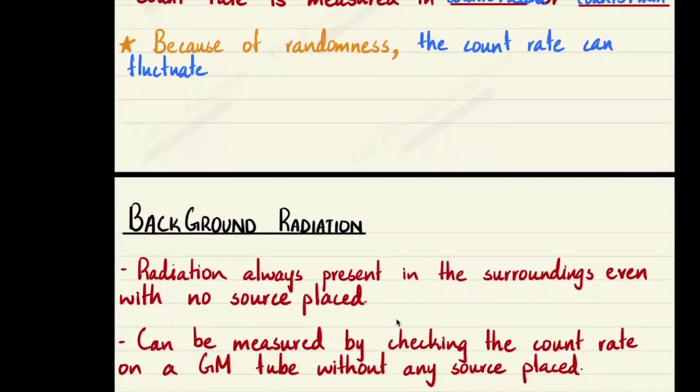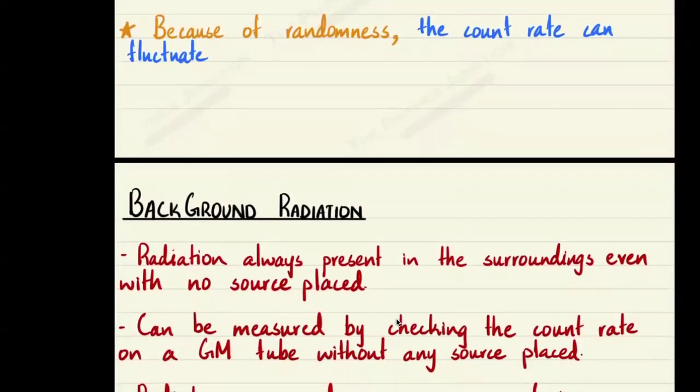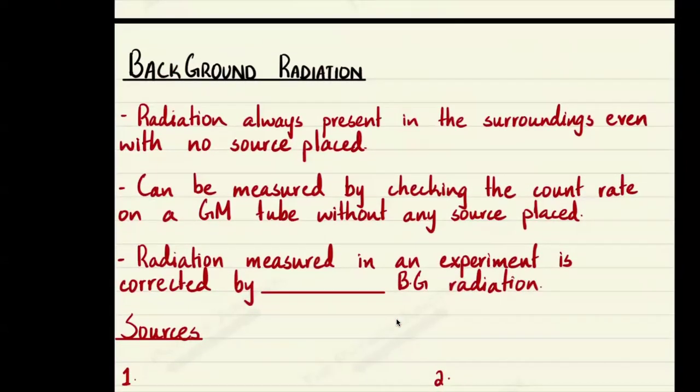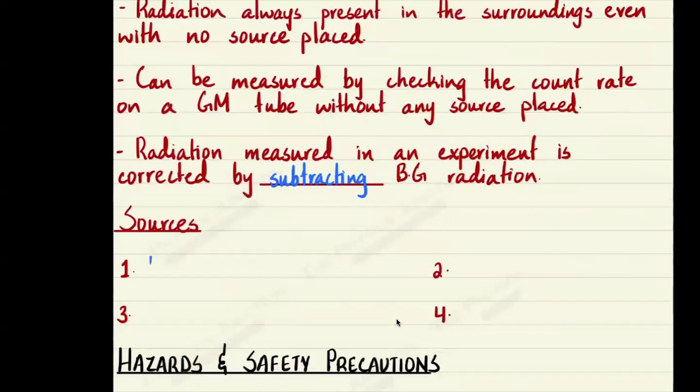Background radiation. This is radiation which is always present in the surroundings, even with no source placed. And this can be measured by checking the count rate on a GM tube without any source placed. The radiation which is then measured in an experiment is sometimes corrected by subtracting the background radiation, because the radiation that you would have normally would include both the radiation of the source and of the background. So by doing this, you can measure the background radiation, and then you can correct it by subtracting the background radiation.